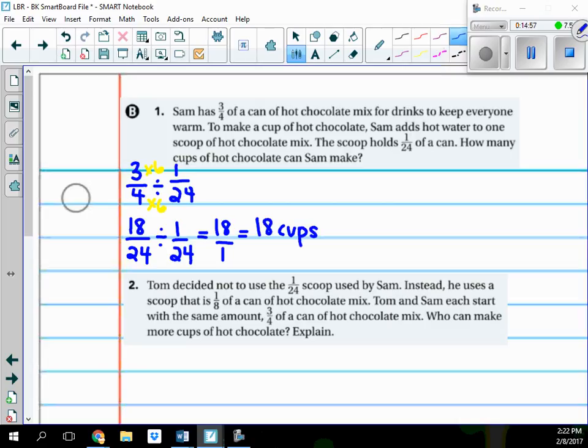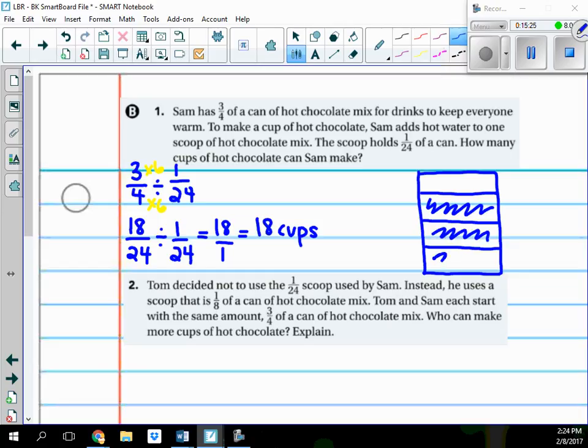All right, so let's go ahead and look at this one. So I have 3/4 of a can of hot chocolate mix. So I'm going to kind of draw this like it was a can, a big can of hot chocolate mix. Okay? And I'm going to divide it up into half. And then each of these pieces in half. So I have 3/4 here. 1, 2, 3/4.